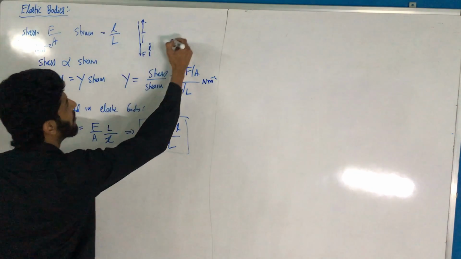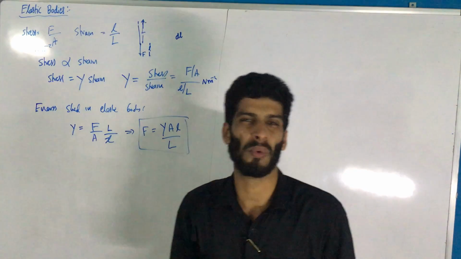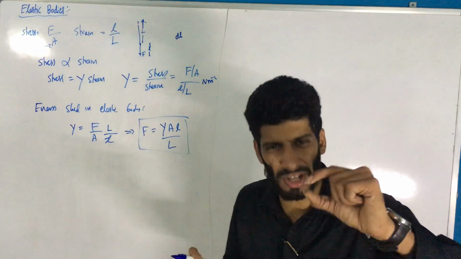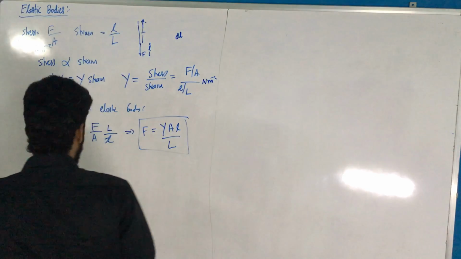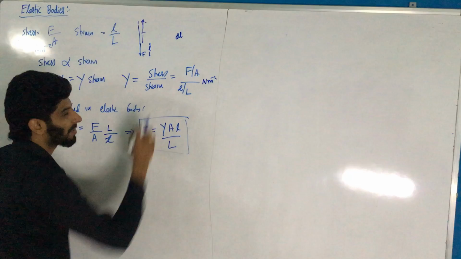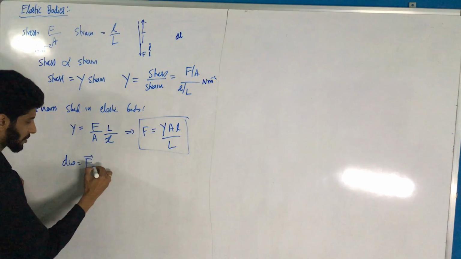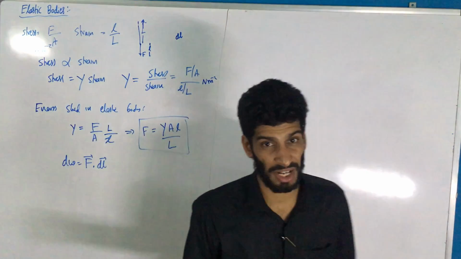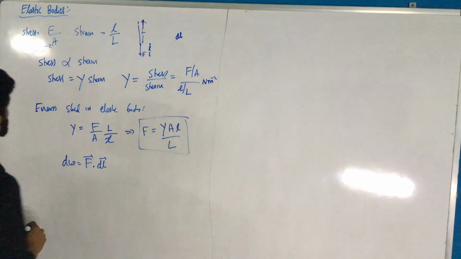So let me say, dl is a very small displacement for the applied force. Whenever there is extension of the wire, so dl, a very small change in length, I'm going to find out how much work is done for the small displacement dl. So work done is equal to the dot product of force and displacement. That's how work is defined. It's a scalar product of two vectors, the dot product of force and displacement.